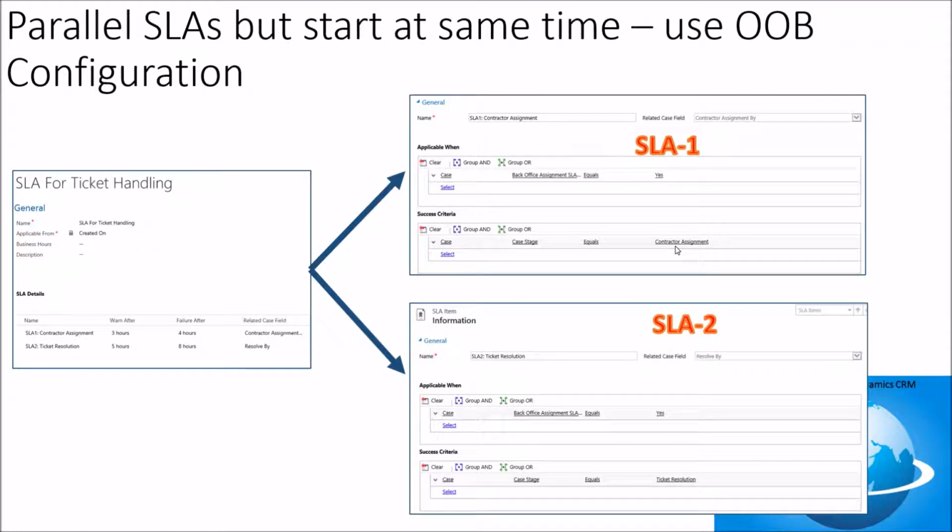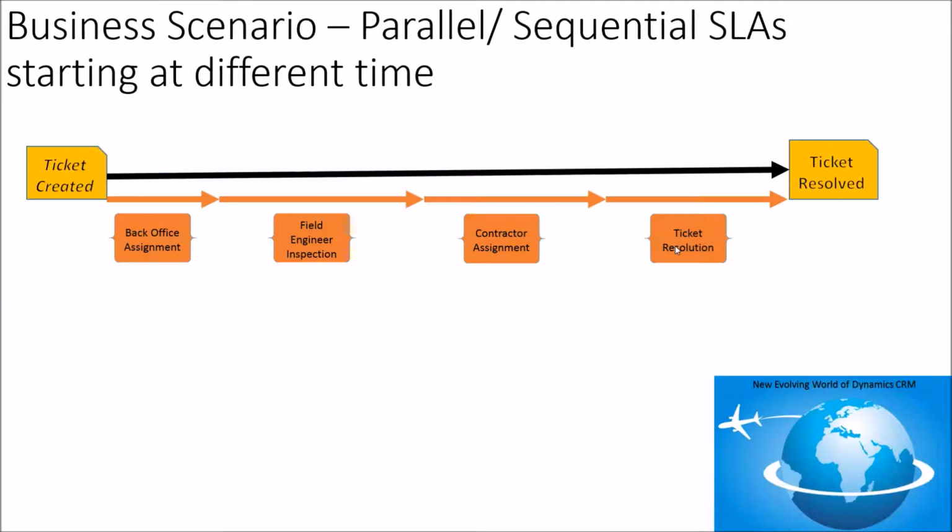And it is possible because both SLAs are parallel, but they are starting at the same time. Okay. One example which works out of the box, a no-brainer job. Let's go and see a little more complicated example of sequential and parallel SLAs.